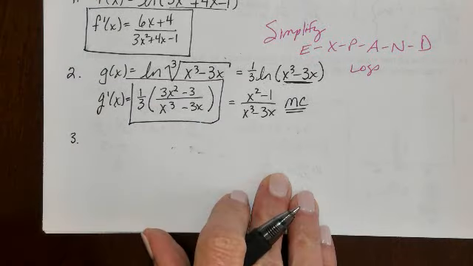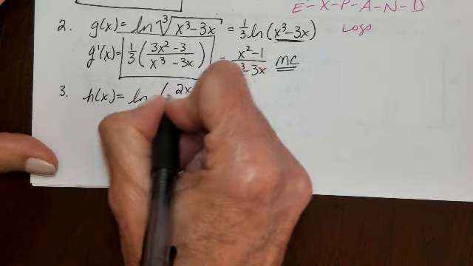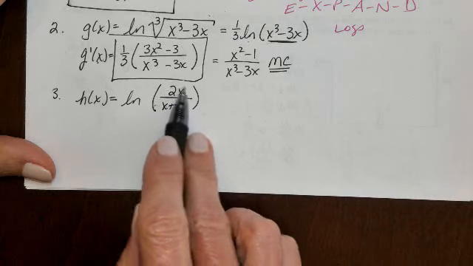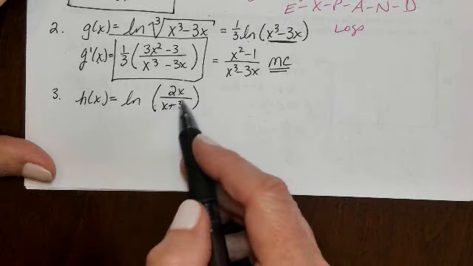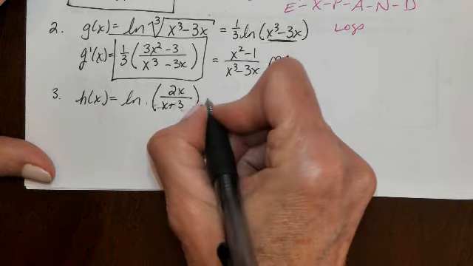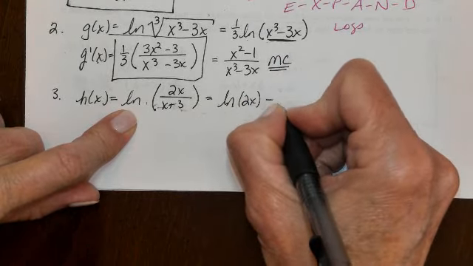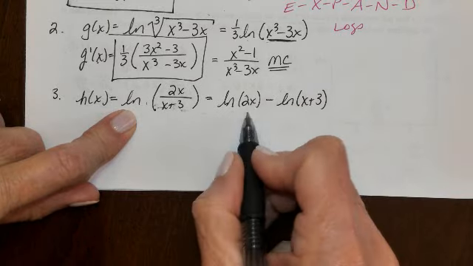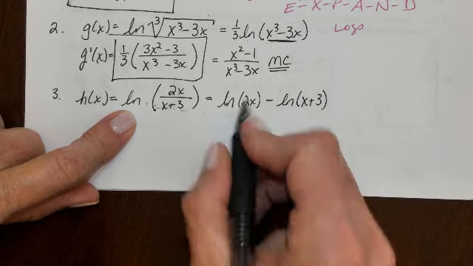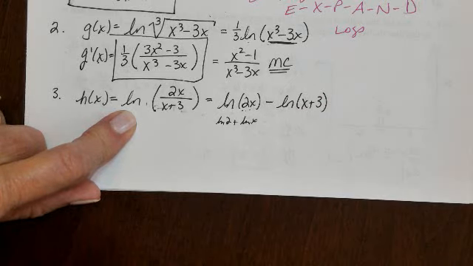Number 3. We have h of x is equal to natural log of 2x over x plus 3. Okay? Now this is a quotient, so if you just do u prime over u from here, you'll need to use the quotient rule, which is fine, you can totally do that. But my suggestion is to spread this out, expand it. So this is natural log of the top minus natural log of the bottom. And then I look at my arguments. Can I take the derivative of each of these easily? Yes, I sure can. We could spread this out into ln 2 plus ln x. We could, but I can take the derivative of 2x pretty easily, so I think I'm just going to do that.